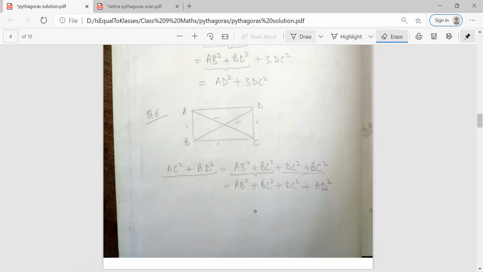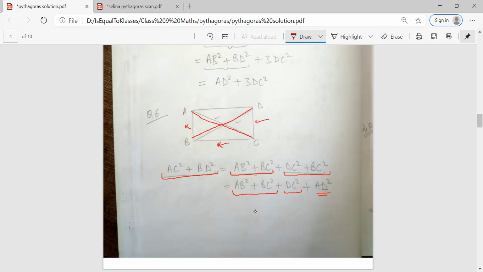Okay. So I take the left hand side, that is AC square plus BD square. This is my AC. This square would be equal to AB square plus BC square. This square plus this square. BD square can be written as this square plus this square. This is what I have written here. Then AB square and BC square are the same, DC square is the same, and BC square would be equal to AD square.